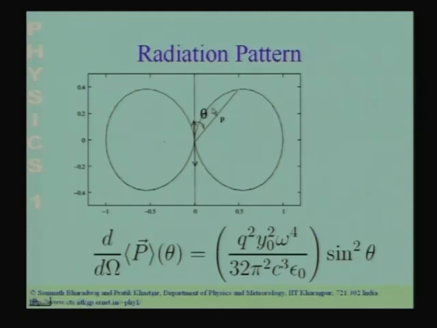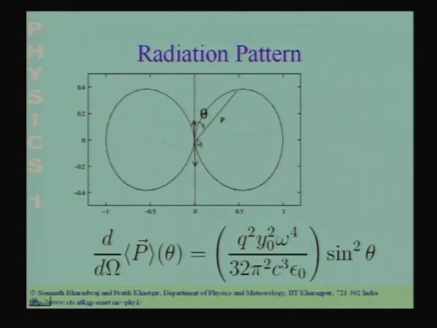This picture over here shows us the radiation pattern. The dipole is located here, and the length of this line from the dipole to this point on the curve changes with theta. For theta equal to 90 degrees, the length is going to be maximum. For theta equal to 0 or theta equal to pi, the length is going to be minimum. This length tells me the magnitude of the power per solid angle that is emitted as a function of theta.